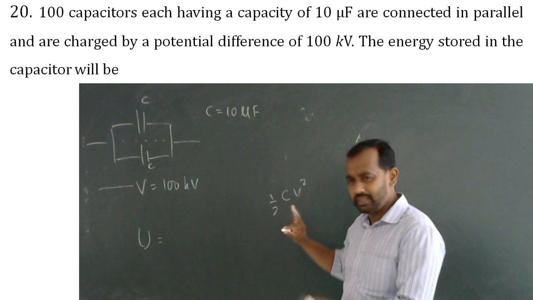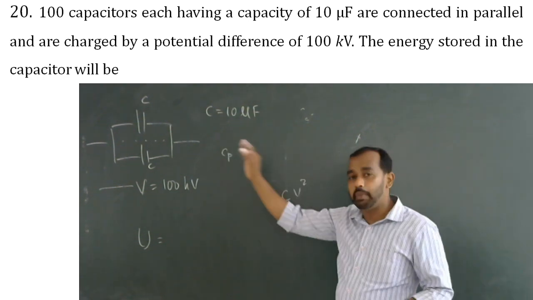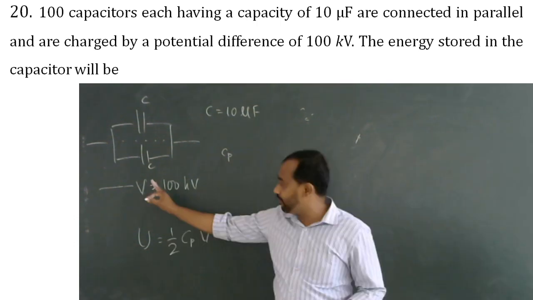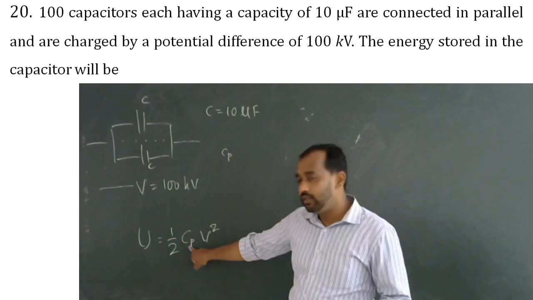But here, instead of a single capacitor, we have a parallel combination of 100 capacitors. If I take Cp as the effective capacitance of this parallel combination of 100 capacitors, then total energy stored will be equal to half Cp into V square, because across each of the capacitors, the same potential difference will appear. So we can calculate the value of Cp, and we can directly write it, since each of them has the same capacitance.